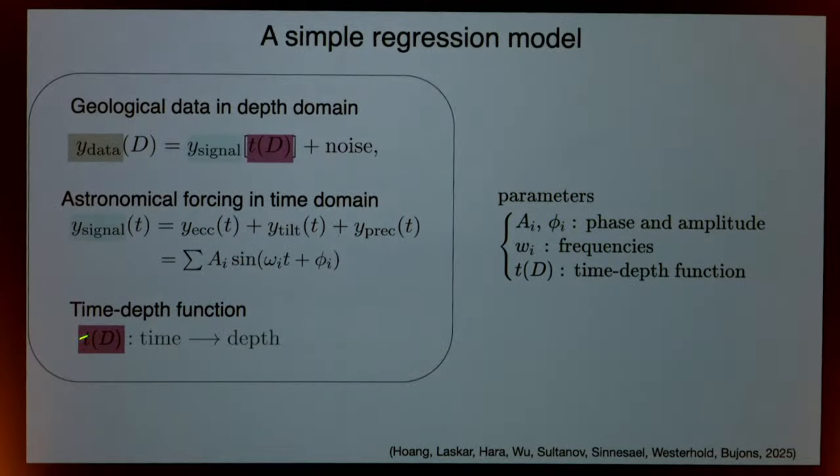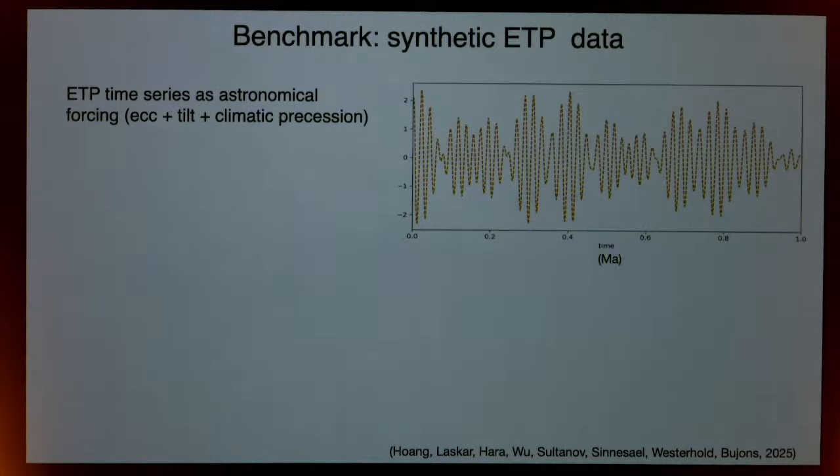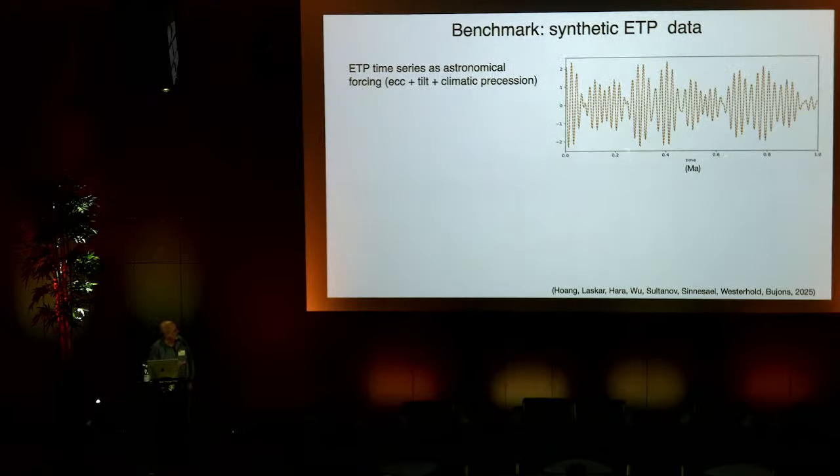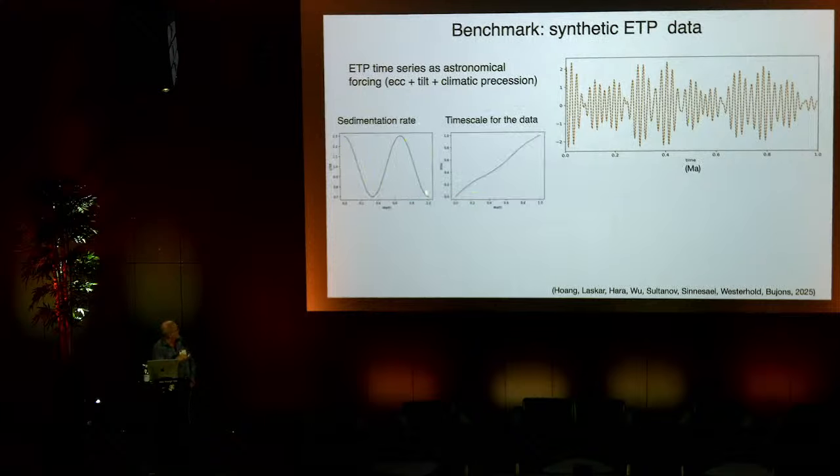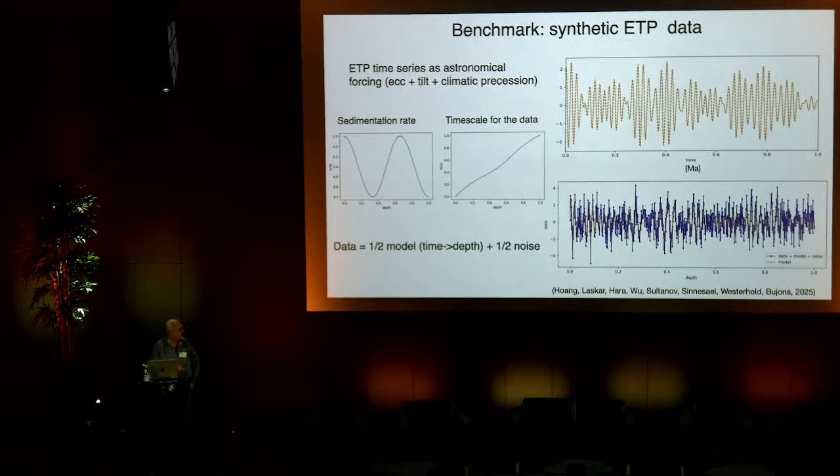We basically make a small model which looks like what an astronomical solution is. So it's a very simple model, just an empirical model. And we will adjust it. So here is an example where we simulate data. We take just the evolution of eccentricity, tilt, and climatic precession. We add some noise, and we make a time-depth evolution, which shows a varying sedimentation rate. We add the noise, and you get this. So we put a lot of noise, and then we look at whether we can retrieve it.